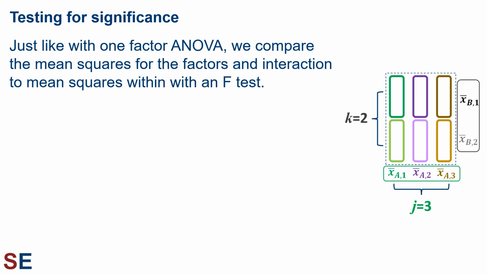Just like with the one-factor ANOVA, we compare the mean sums for the factors and interaction to the mean sums within using an f-test. To get mean squares, we divide the sums of squares that we've already described by the degrees of freedom. We'll be comparing each mean sum among to the mean sums within, so let's look at that first. The degrees of freedom for within is the number of values in each group minus 1, which would be the total number of values minus the j times k number of groups. The mean sums within is therefore the SSW divided by n minus j times k.